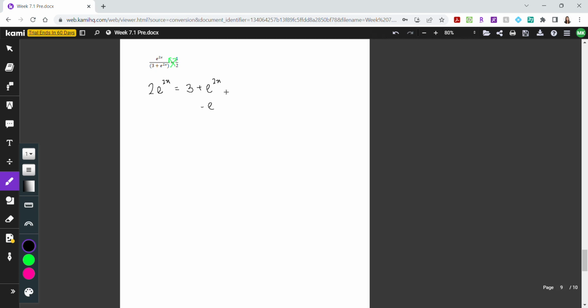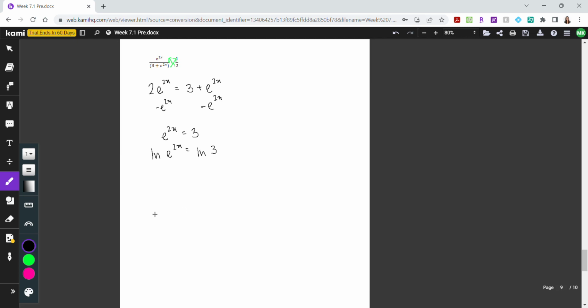So we are going to subtract e to the power of 2x from both sides of the equation. Now this is going to give us e to the power of 2x equals 3. Can you see that? Because 2 minus 1 equals 1. Now that these are alone, what we could also do is put ln on both sides of the equation. So I'm just going to add ln. So it'll be ln e to the power of 2x equals ln 3.